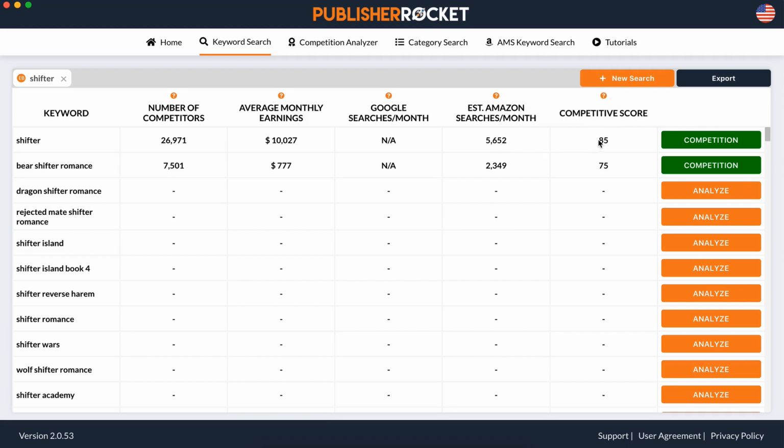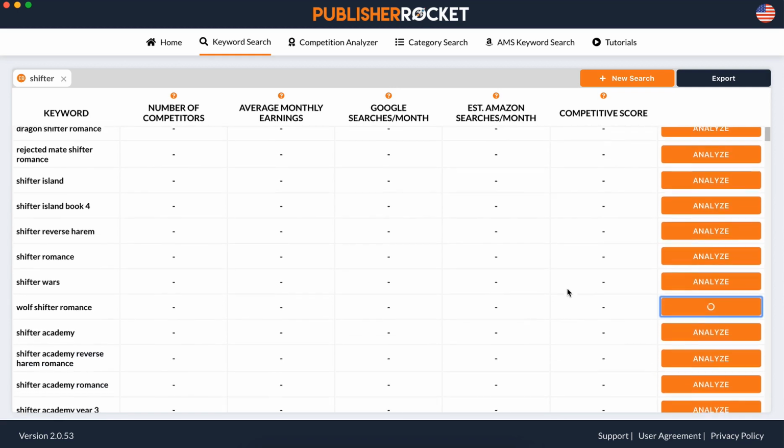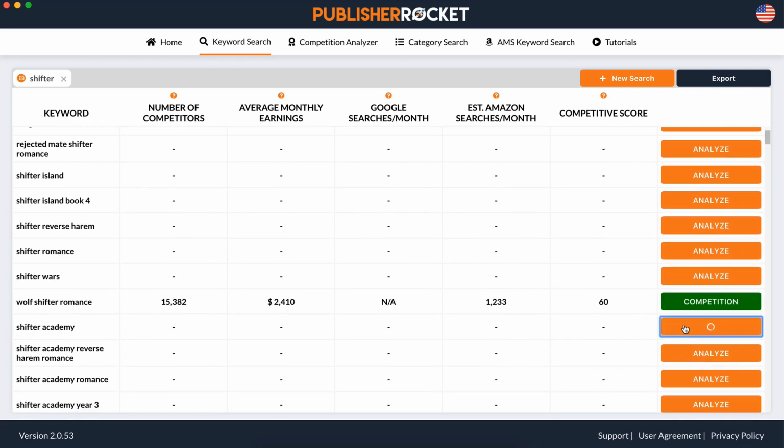Now, these scores, they're so competitive. I don't think you want something that's that competitive, but maybe you want something that's more in the 20 to 50 range. If it's a little higher than that, that's not so bad. But let's see Wolf Shifter Romance, because that's kind of what this is, and Shifter Academy. So 60, 85, that's a little competitive, but that's not the only keyword. And as you can see, this is Shifter Academy. It's almost a 10-point difference between these, even though it's practically the same keyword. So take these numbers with a grain of salt and look at the whole picture.